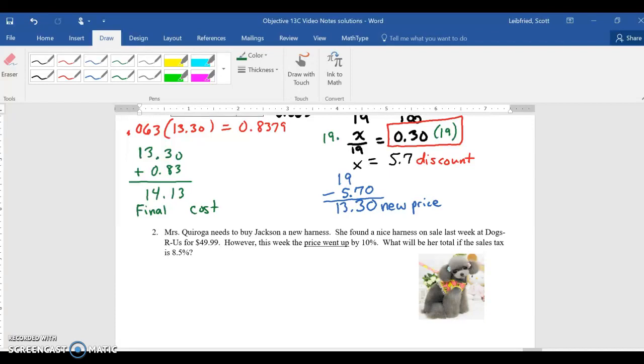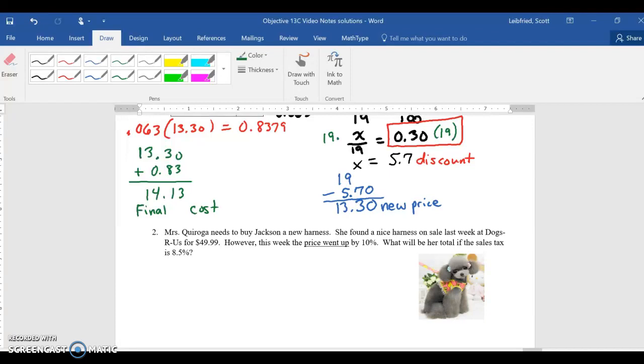Mrs. Quiroga needs to buy Jackson a new harness. She found a nice harness on sale last week at Dogs R Us for $49.99. However, this week the price went up by 10%. What will her total be if the sales tax is 8.5%?